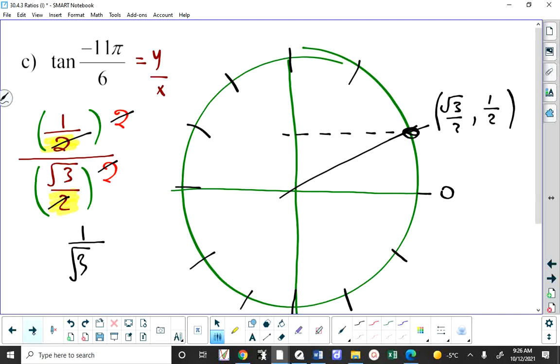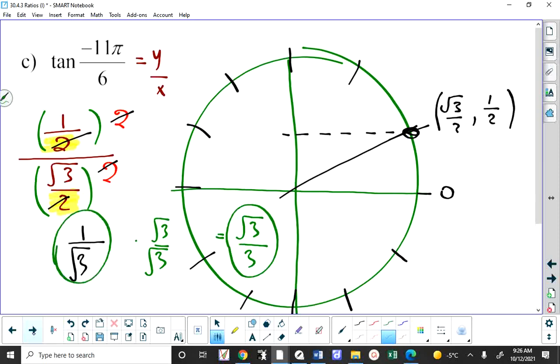Which, by the way, if you multiply 1 over root 3 by root 3 over root 3, you end up with a root 3 on the top and a 3 on the bottom. So these mean the same thing. Well, just like root 2 over 2 is the same as 1 over root 2.